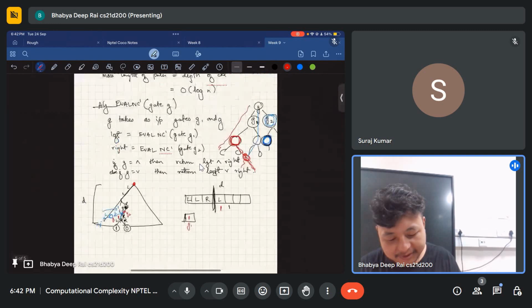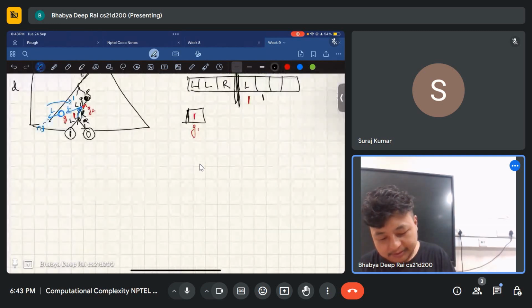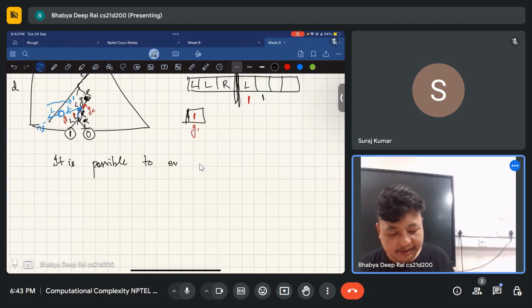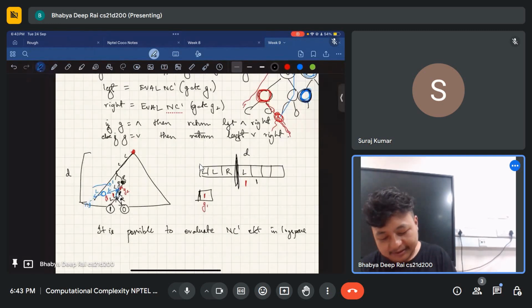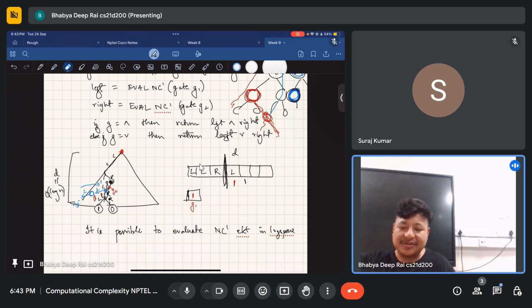So now that you do this, it is possible to evaluate an NC1 circuit in log space. So you see that this d is log n for us. If it was not log space, then this would not be possible in log space.